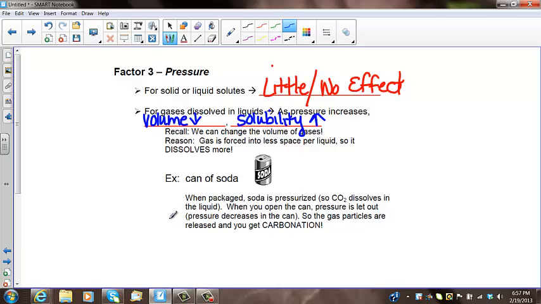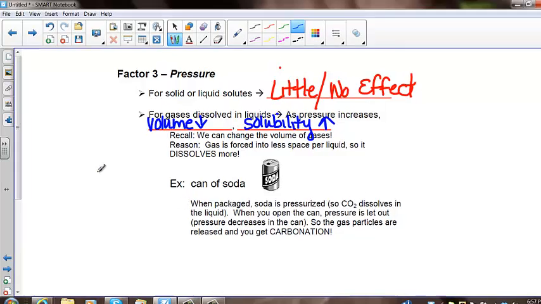When packaged, soda is pressurized, so the CO2 dissolves in the liquid. When you open the can, you hear that sound, which lets out the pressure. So the gas particles are released and you get carbonation.